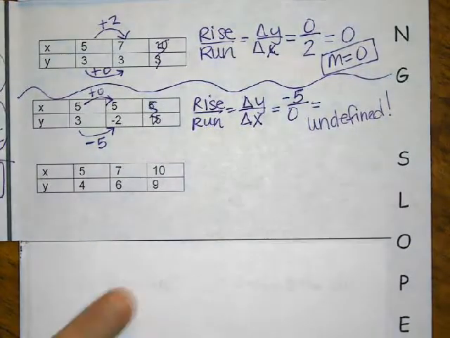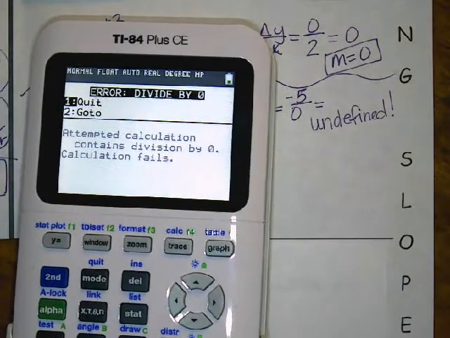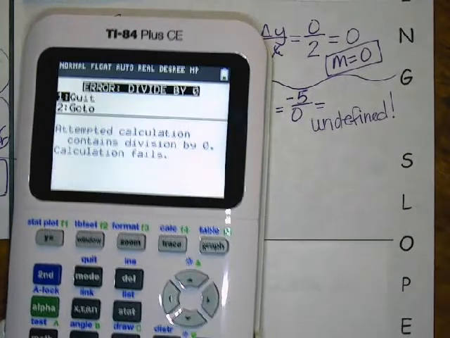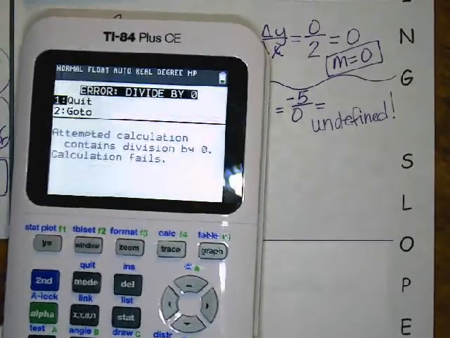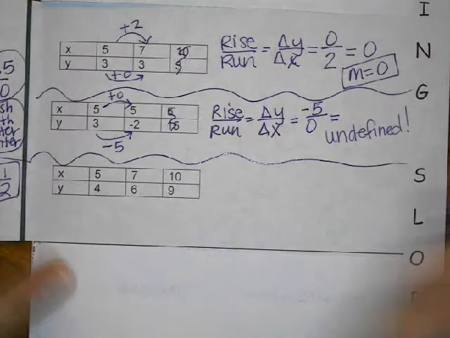Okay? Basically, when you get this error message that says you try to divide by 0, calculation fails, that's your calculator cursing at you, saying undefined. Okay? Alright. And this last one.